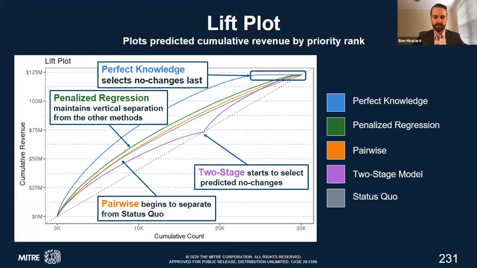Pairwise is neck and neck with status quo early on, but then around 10,000, it begins to separate, and we see a sharp edge for two-stage, and this is the point where two-stage starts to select its predicted no changes.